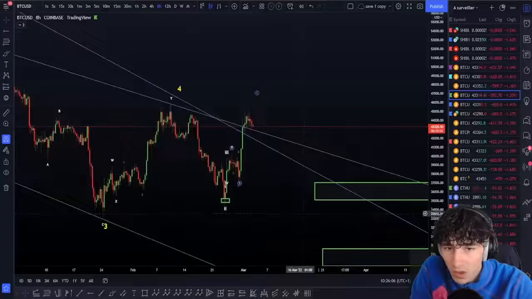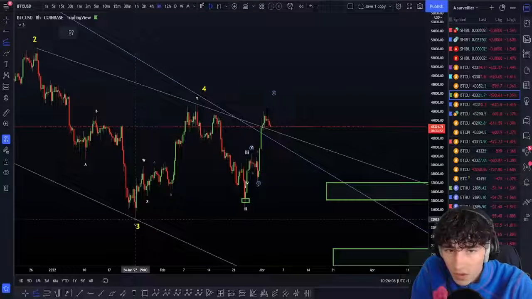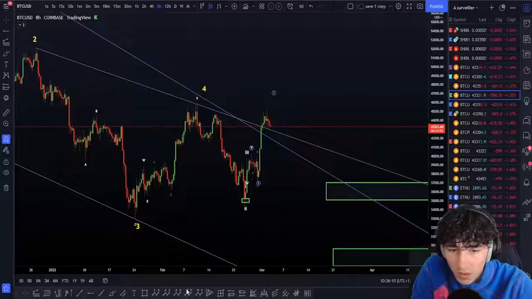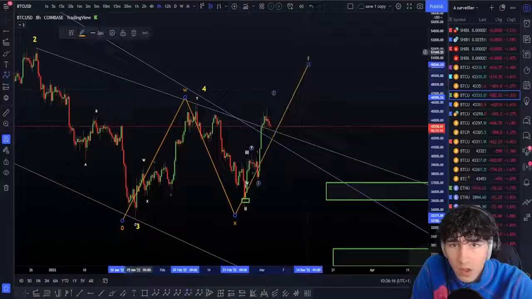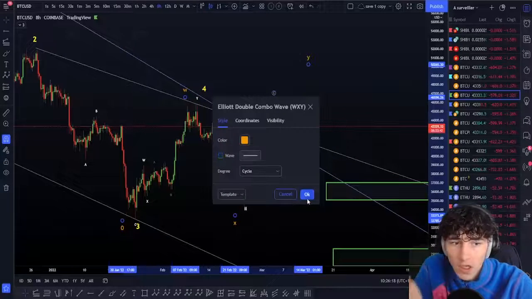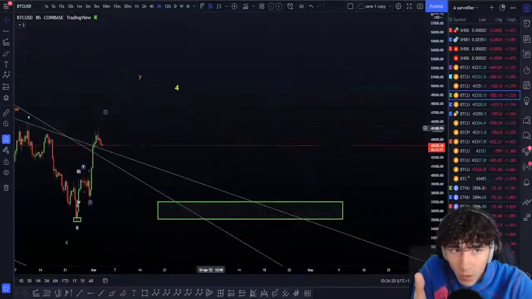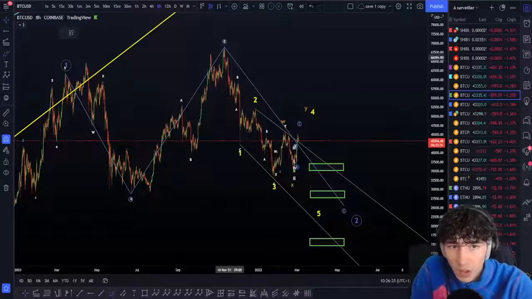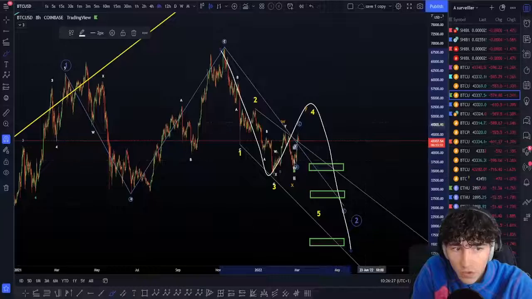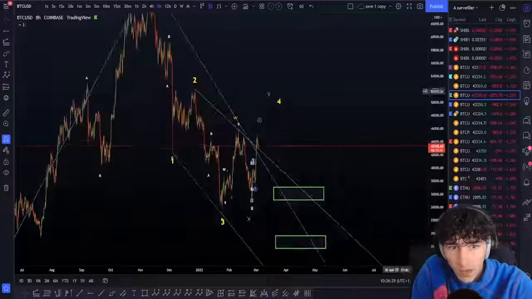In that case, what we have to do here is just add our WXY targets, because that would be a W here, an X and a Y. I'm just going to remove waves. In that case, we'll still be in the wave 4, or if we're not in the ABC flat, for example, if we go really high than this, that will be just a bigger triple wave here to go more down after that. That's all really.